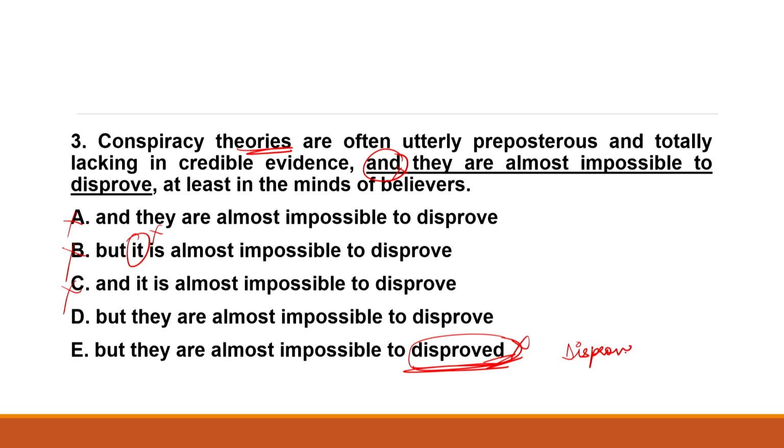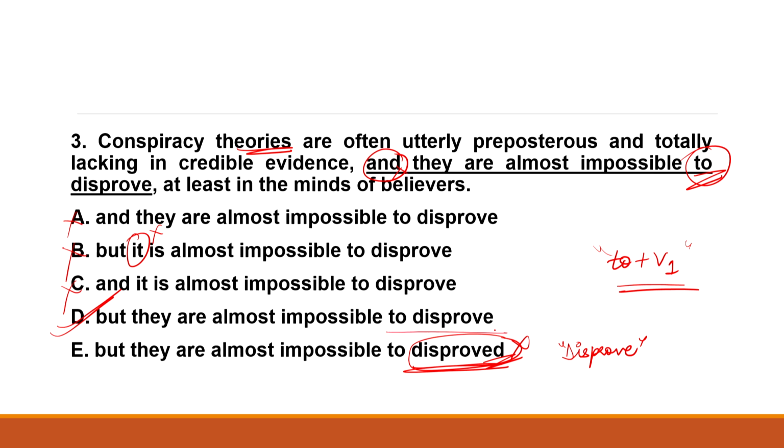"Disprove" will be the correct form of verb that will be used over here, because with "to", verb's first form is used. To plus verb's first form. Remember, infinitives, we have already discussed it in great detail. So, with "to", verb's first form will be used. Hence, clearly option D is the right answer choice.